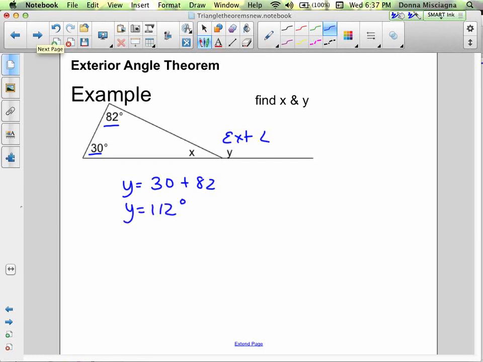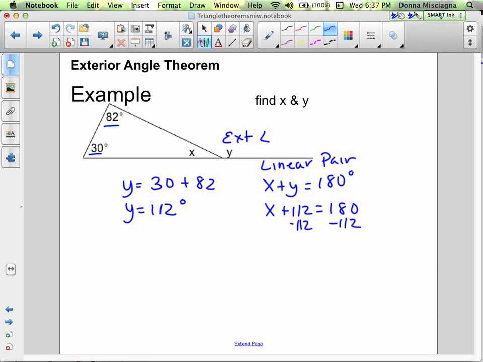X and Y form a linear pair, right? So X plus Y will equal 180 degrees, and that's because they're a linear pair. And we found Y. Y was 112. So if we subtract 112 from both sides, actually, I'll even write in the 112 minus 112, X is going to be equal to 68 degrees. And we're all done with number 2 here.